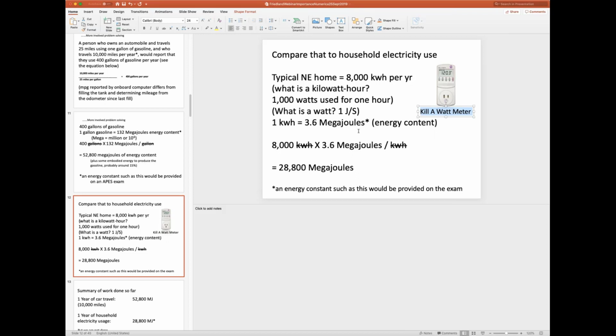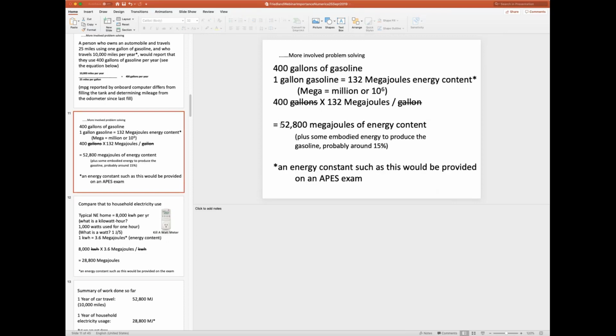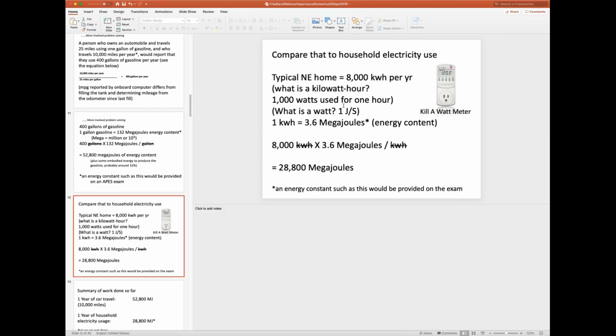Sorry for that aside, but what it lets you do is say that if you know you have 8,000 kilowatt hours per year, you take that 8,000 kilowatt hours and you multiply by 3.6 megajoules of energy content per kilowatt hour of electricity. And when you do that, you get 28,800 megajoules. Now, you may be tempted, but I bet you're not, to say, wait a minute, 52.8, so the car uses more energy in a year than a house? And that is not totally true.